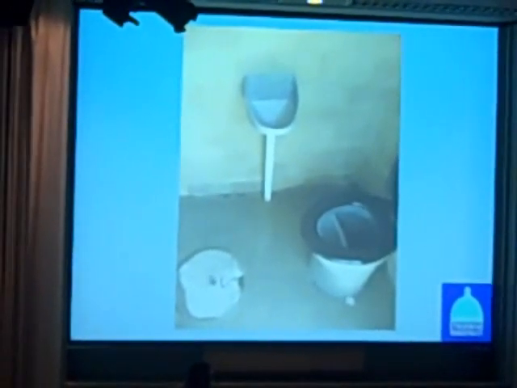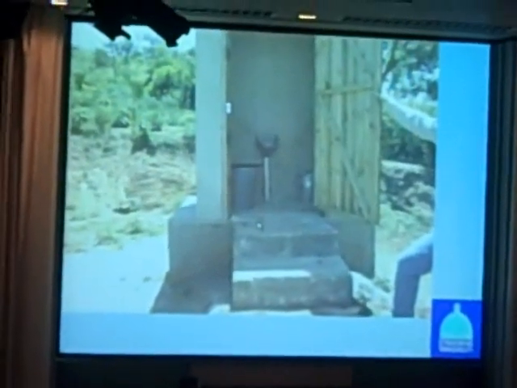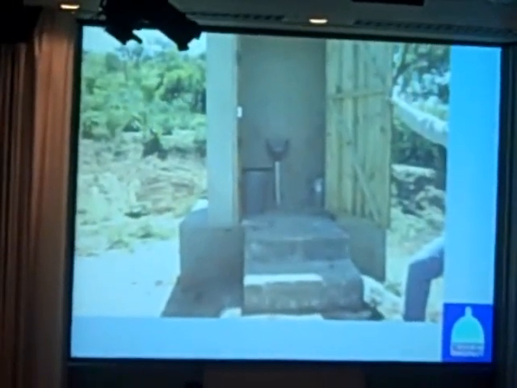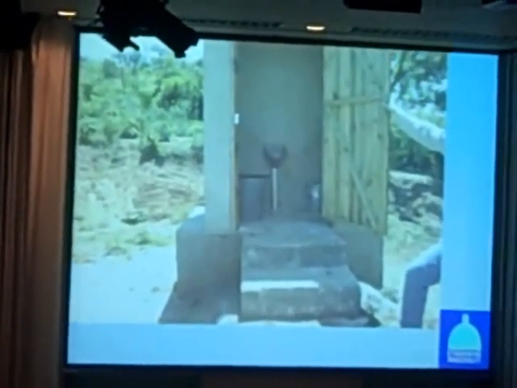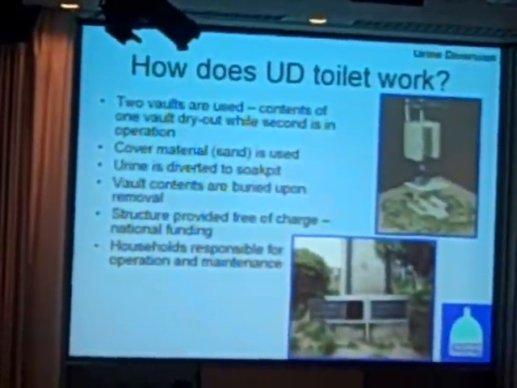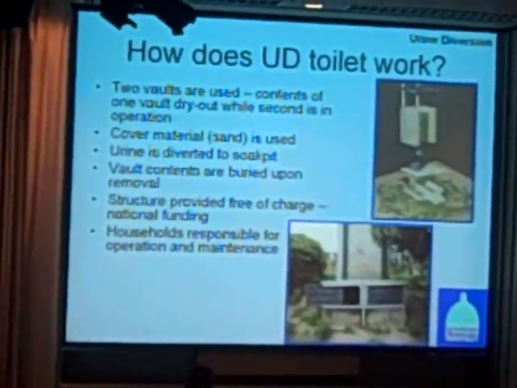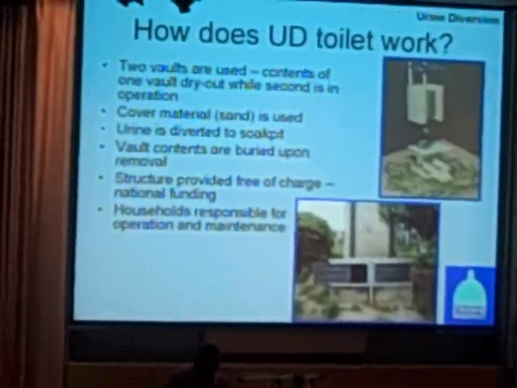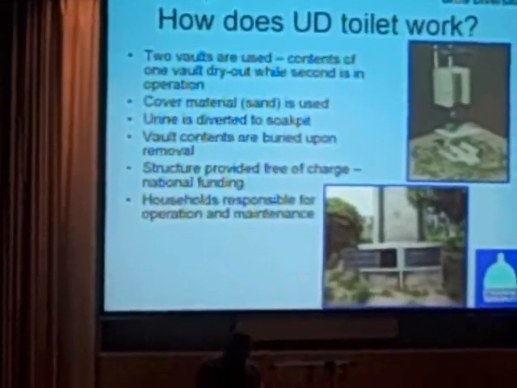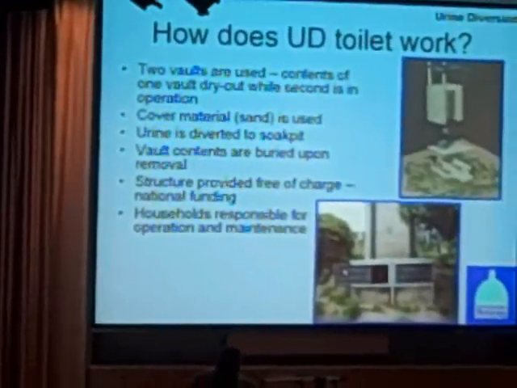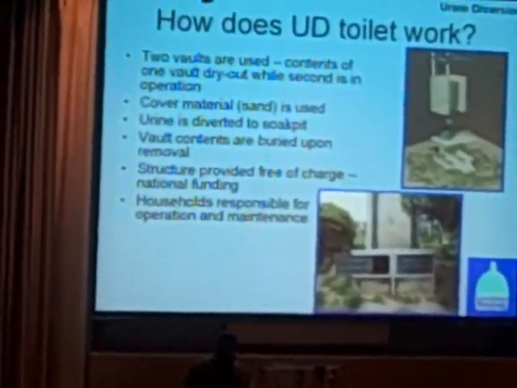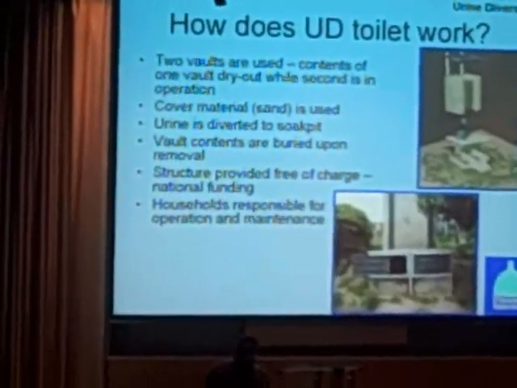And 12 months later, when the second vault is full, we will then remove the contents of the first vault and change the pedestal over to the first chamber. So this process goes on. The important thing about the urine diversion toilet is that it relieves the municipality of maintenance. There's no maintenance because the householder now becomes responsible for the operation and maintenance of the structure. At the back here, you can see the back covers that can be easily removed. We have installed about 80,000 of these, and we've got almost 90% success in terms of usage of the toilet.